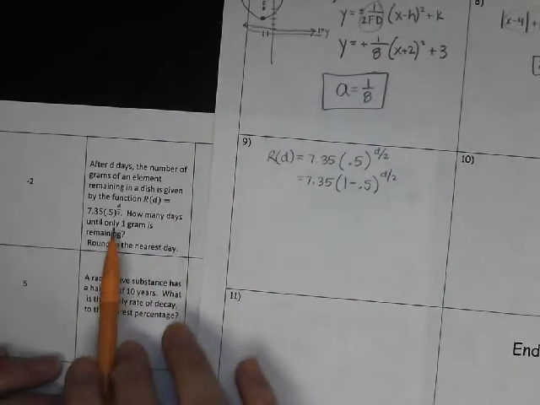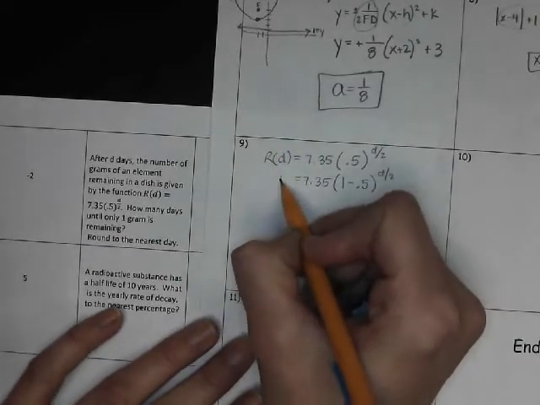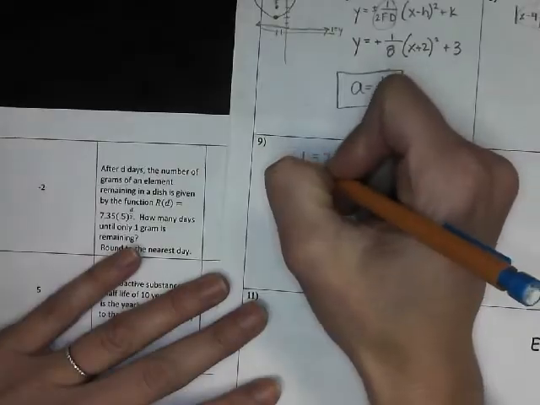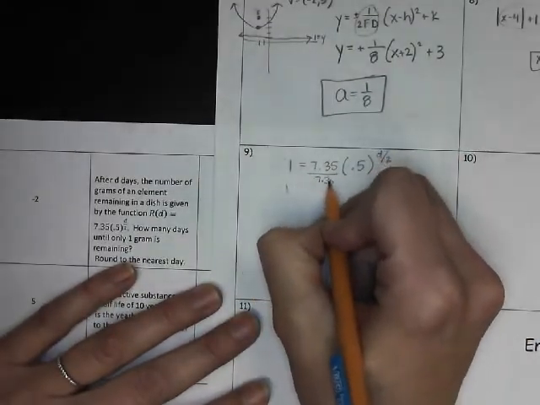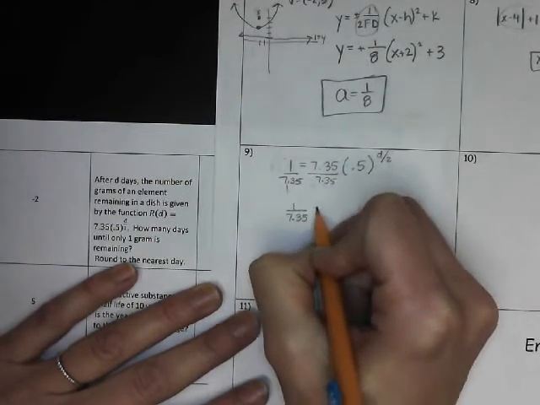How many days until only 1 gram is remaining? So our final amount is 1. Now, honestly, I didn't really need to process all that I just explained there. I just need my final amount to be 1, and I'm just solving for d. So divide over the 7.35. I'm afraid of the decimal that's going to be, so I'm just going to leave it.